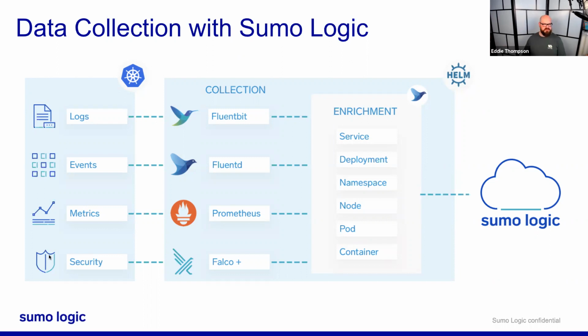For security, as mentioned, we're using Falco. Falco is a kernel level anomaly detection tool for security.